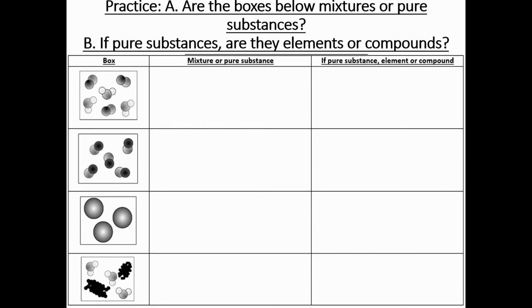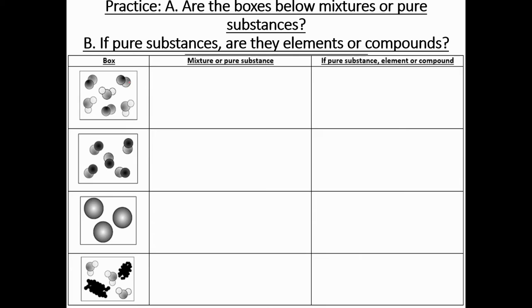First, we're going to try to complete this table together. So you can pause the video and try it out yourself and see if you're on the right track, and then compare with me as you do that. So we're going to classify these substances as mixtures or pure substances, and if they're pure substances, we're then going to classify them as elements or compounds.